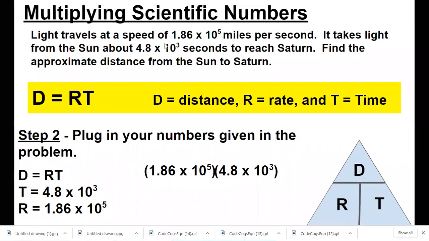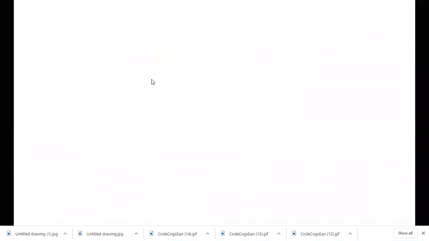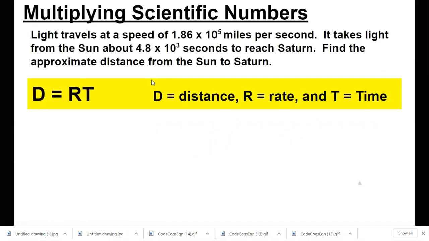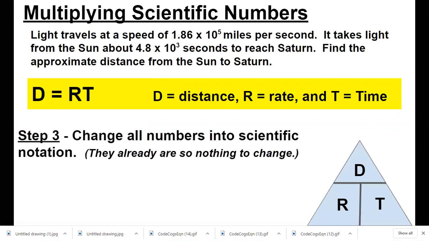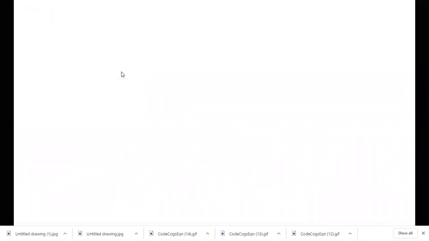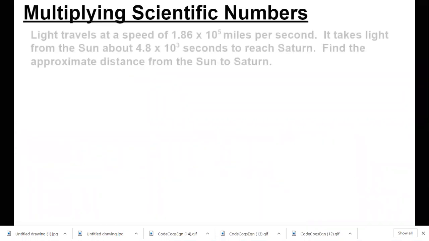So good news, we don't have to have the same power of 10 when we're dividing or multiplying. We don't have to have the same power of 10 before we can do anything. So what do you think the next step is going to be in our problem? Well, we're going to multiply the multipliers, right? That's the next step. Change all numbers into scientific notation. Well, they already are. So we have nothing to change this time like we did in the division problem. So we're just going to multiply the multipliers together.